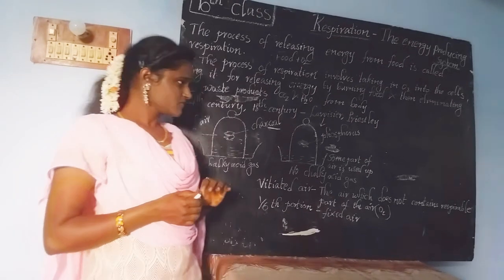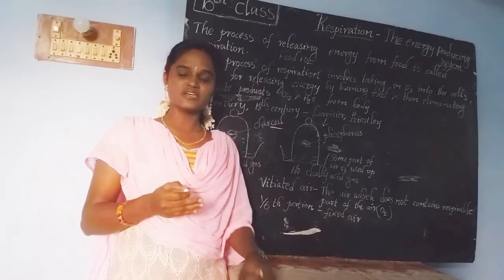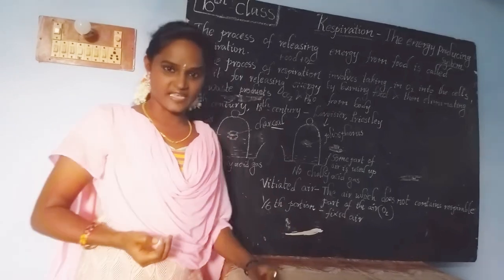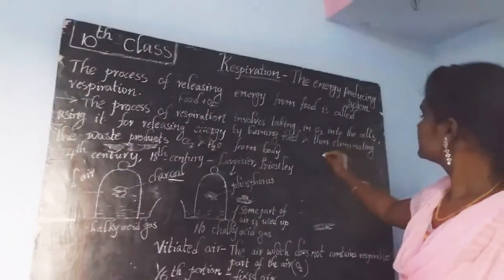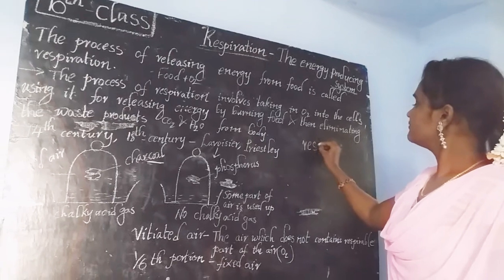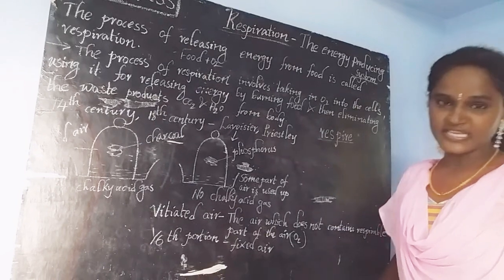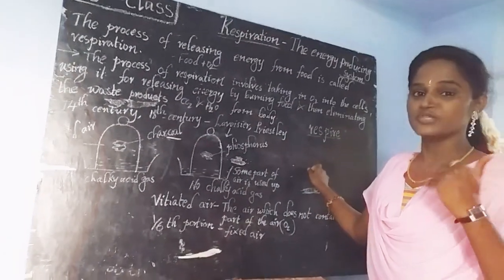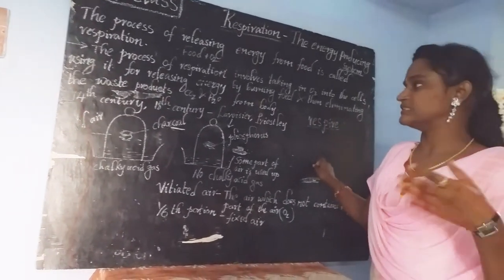Then what is the meaning of the word respiration? Respiration comes from a Latin word, which is respire. Okay, from which word did it come? From a word called respire. It comes from a Latin word respire. What is meant by respire? Respire means to breathe. In Latin, respire means to breathe.